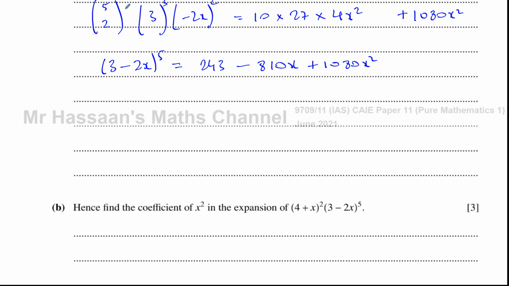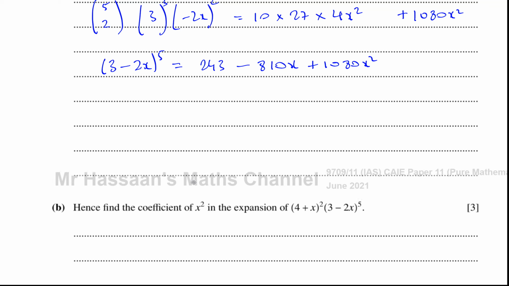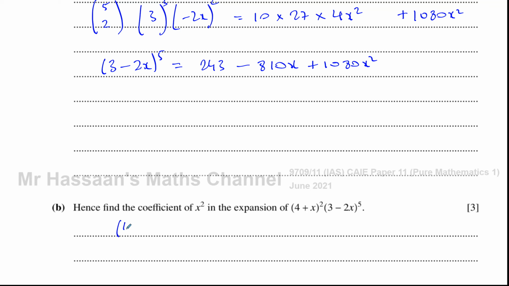Now for part B, it says, hence, find the coefficient of x squared in the expansion of 4 plus x squared times 3 minus 2x to the power 5. So you're going to have basically 4 plus x all squared times 3 minus 2x to the power 5. Now that is the same as writing this. And we only want the coefficient of x squared. So I'll write down 243 minus 810x plus 1080 x squared plus, we don't really need the rest. We need exactly what we had.